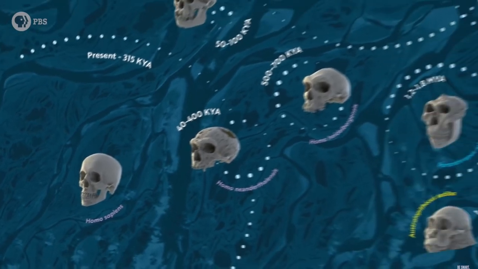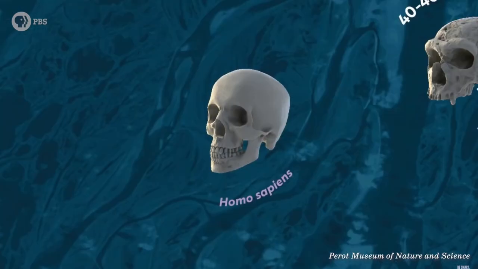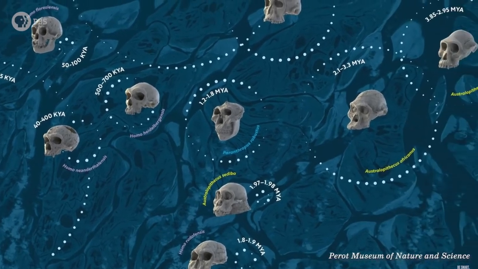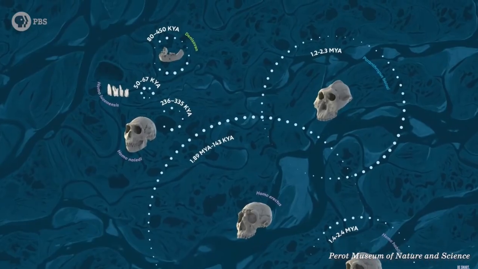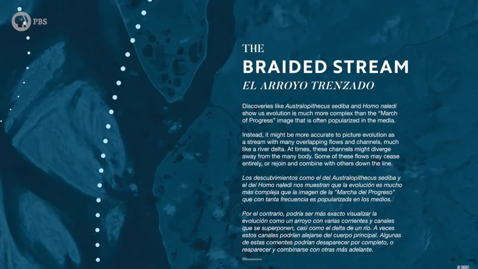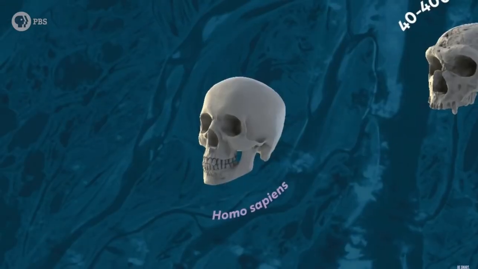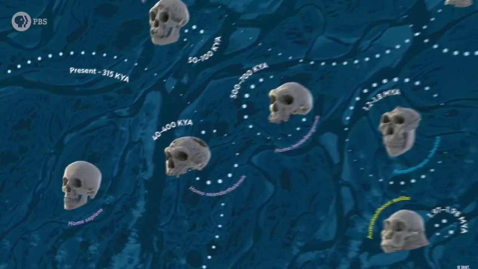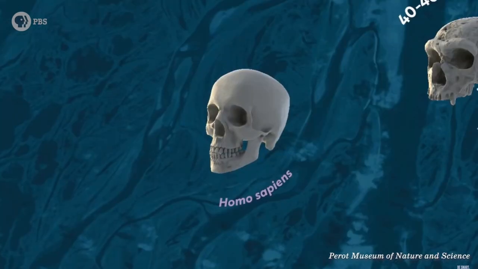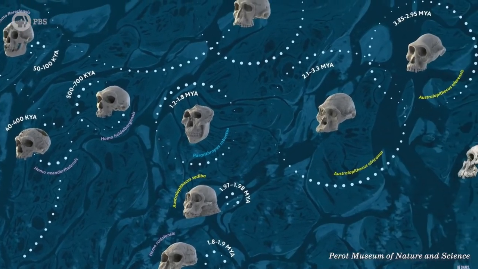It puts things into perspective in the context that we are just as vulnerable as those other hominin groups are. We're not the best species. We are not the chosen species. We're just lucky enough that we survived. Certain chance events have lined up along our way to permit us to be this dominant, the only living member of the taxa. So that's the braided stream model for you.